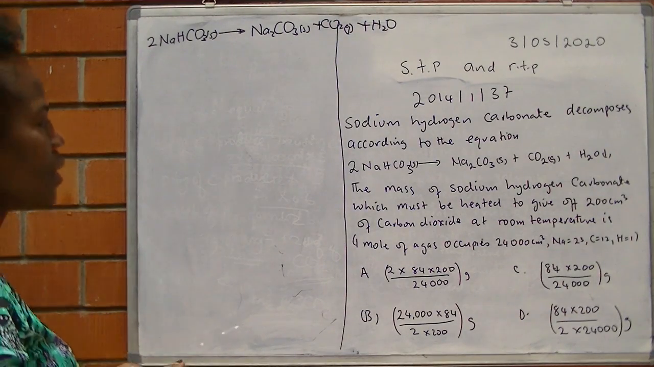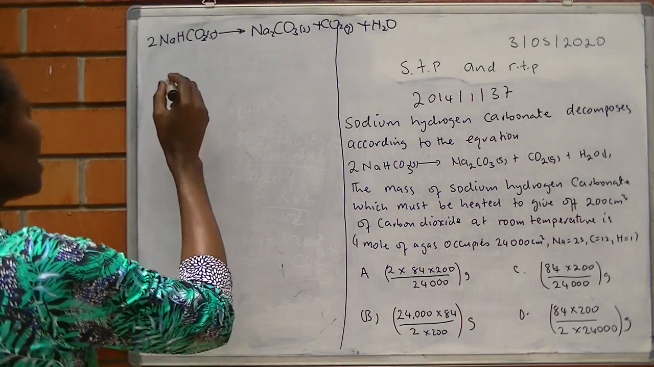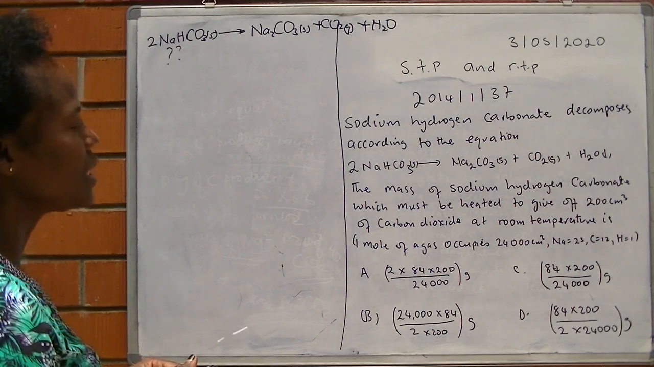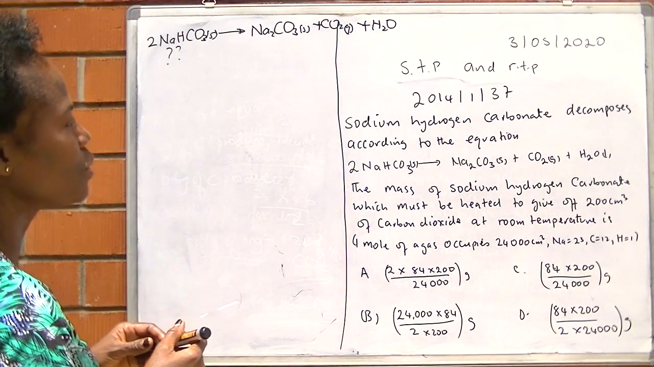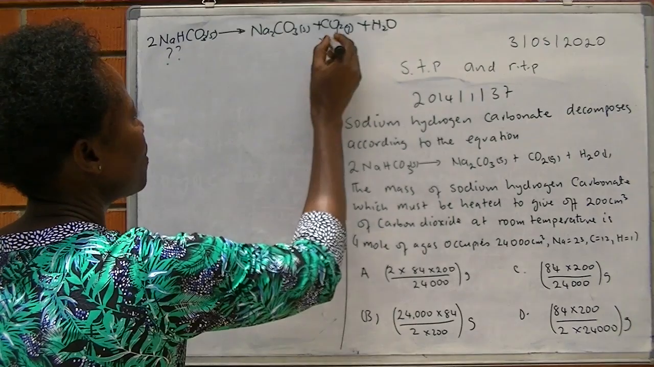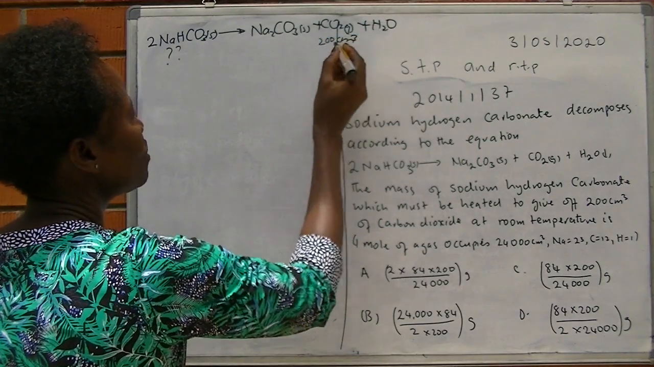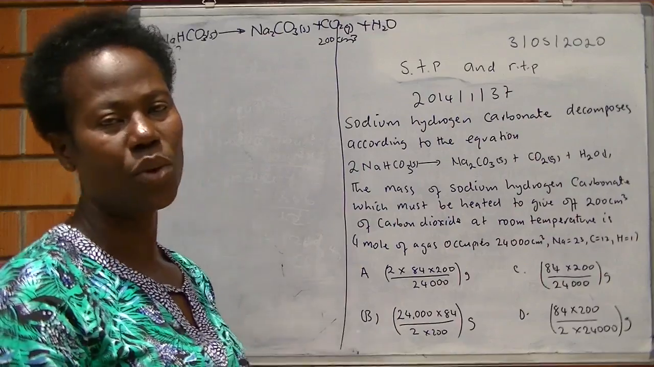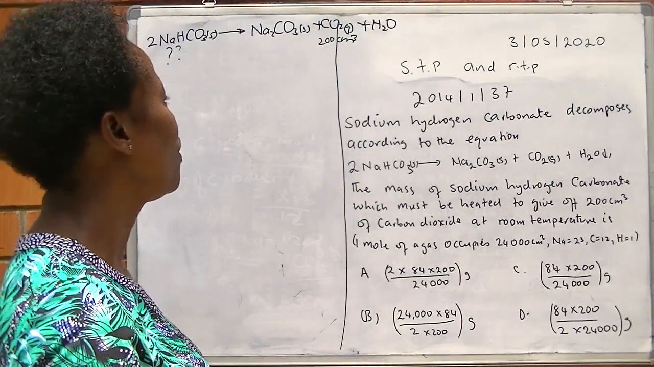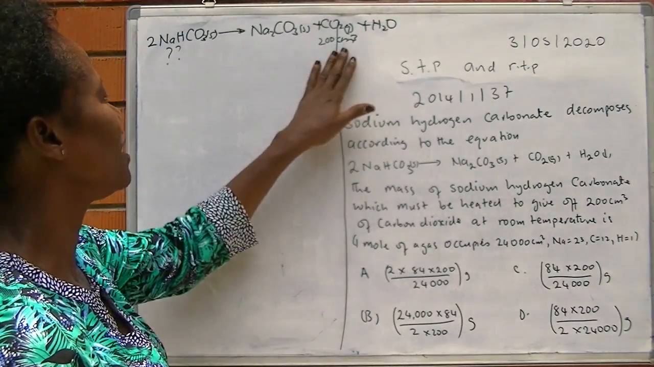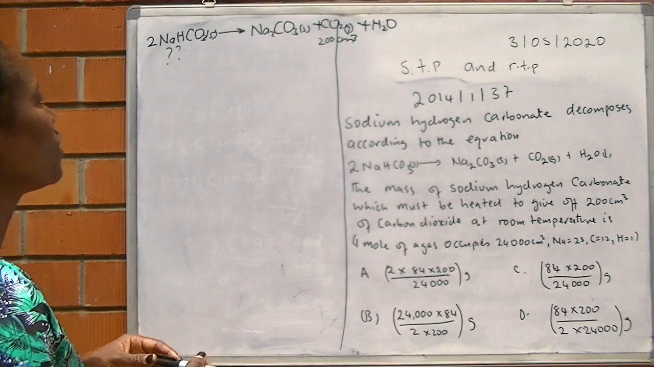So back to the equation: the mass of sodium hydrogen carbonate which must be heated to give off 200 cubic centimeters of carbon dioxide. All along they have been giving us mass and we are looking for the volume. This time we are given the volume and we have to look for the mass. So I begin with the side with an answer but not the question mark.